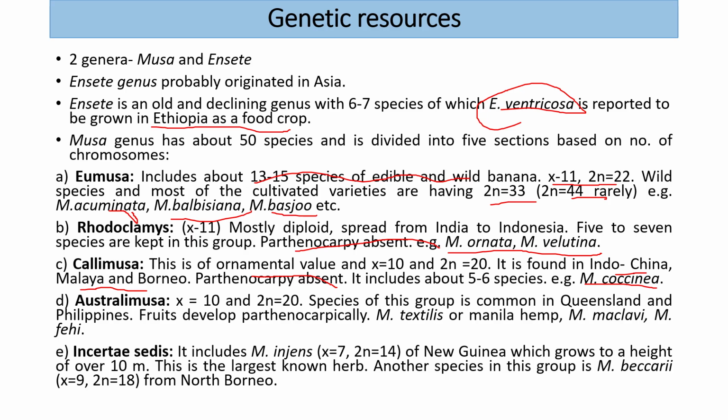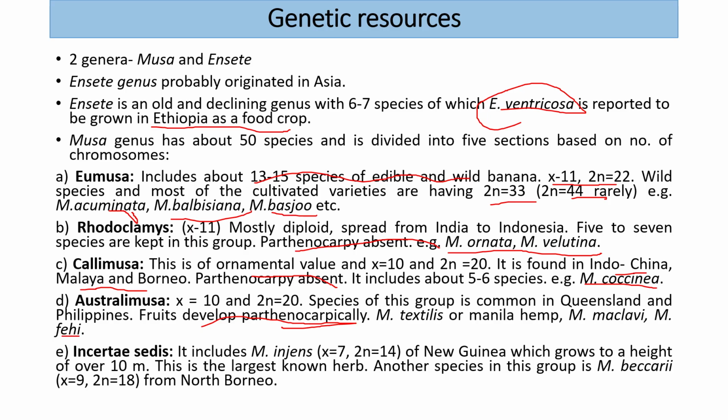The next section is Australimusa. Australimusa, chromosome number x equal to 10 and 20. This is found in Queensland, that is in Australia, and also in the Philippines. And in this section, fruits develop parthenocarpically. Then Musa textilis or Manila hemp, Musa maclayi and Musa fehi. These are the important species coming under the section Australimusa.